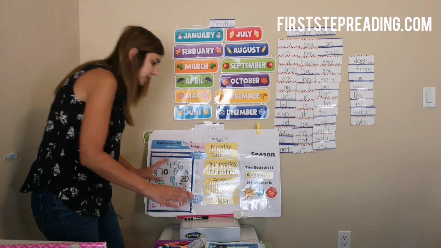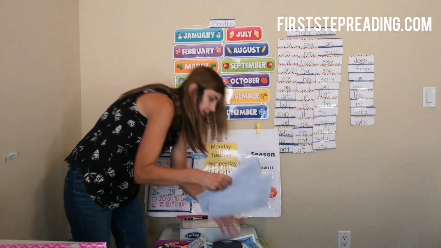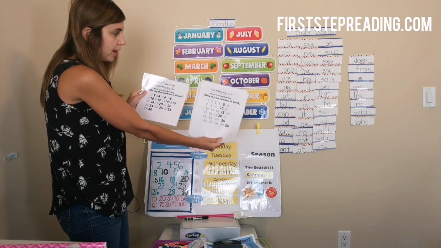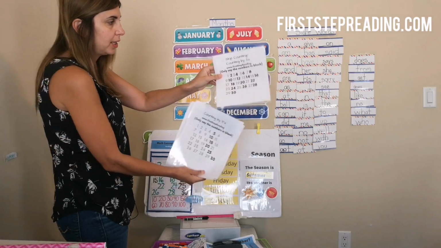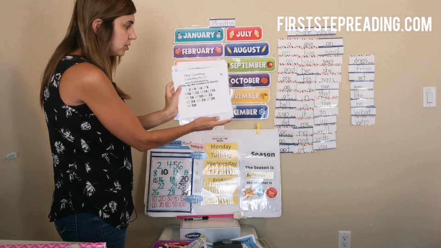Now we're going to move on to math. We start with our counting by twos and counting by fives and counting by tens. So if you have these, you can take them out now and you can read along with us. Say the numbers in black. We'll start with twos.